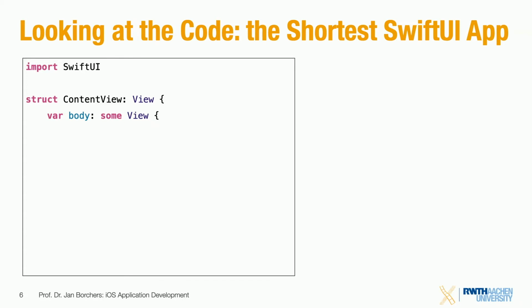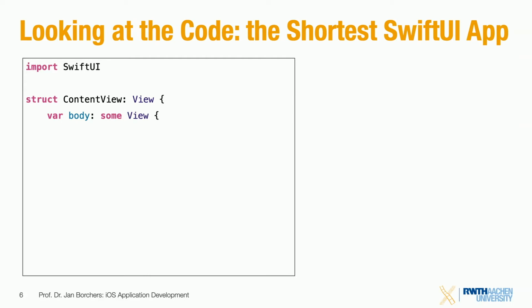It actually has a variable. The variable is called body. And that variable is of a kind of weird type. It's also fulfilling the view here in some way, but it's not a fixed view. It's not just saying colon view. It's something else. And this "some" here is a particular modifier that SwiftUI needs in order for this to work.